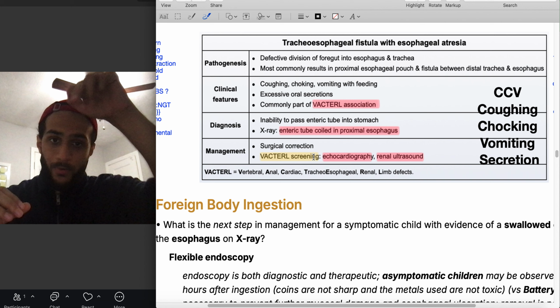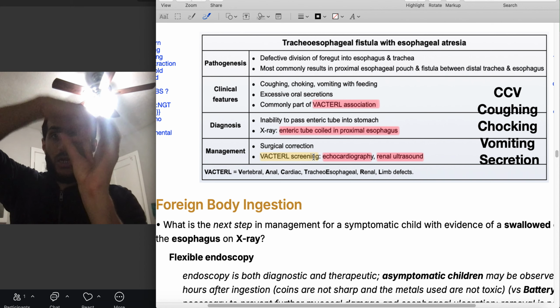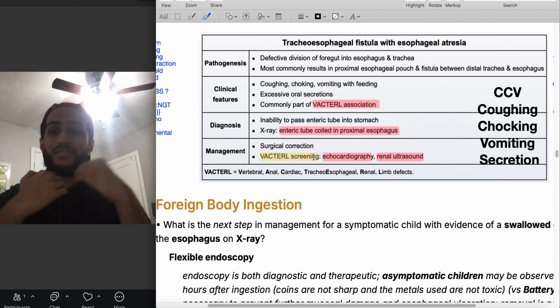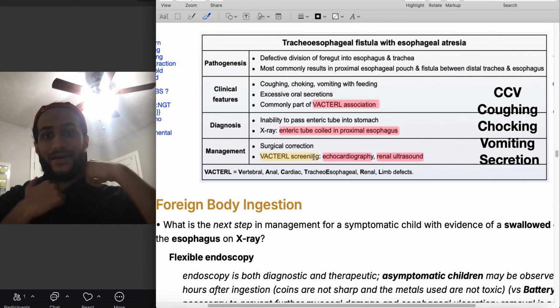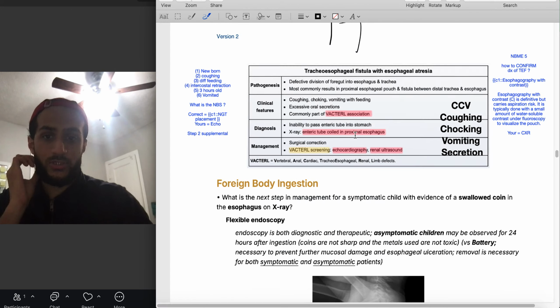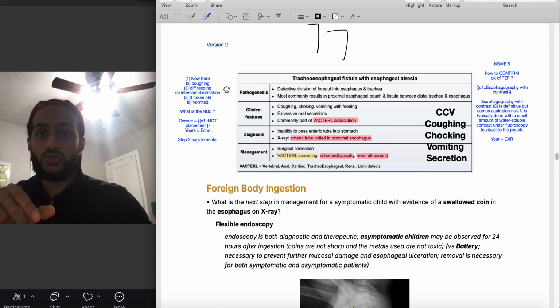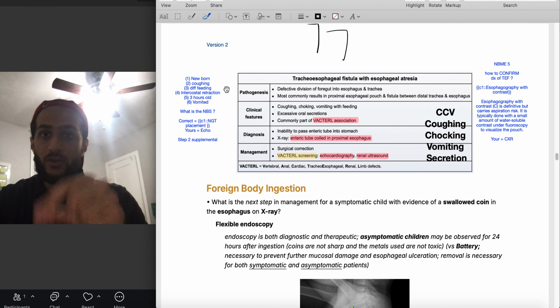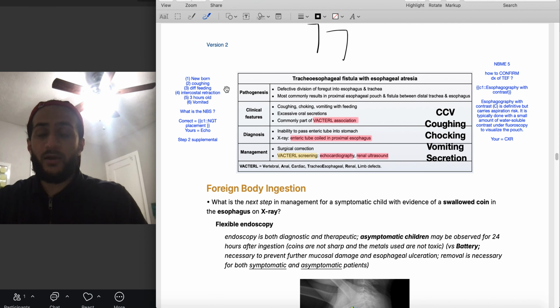This inability to pass the enteric tube into the stomach. We can see on X-ray the enteric tube coiled in the proximal esophagus. I have gotten two questions over here. Newborn, 3 hours old, coughing, difficulty feeding, intercostal retraction, and he's vomiting. What's the next step? We put a nasogastric tube in. I guess that's going to help over here, and then we're going to come over here.